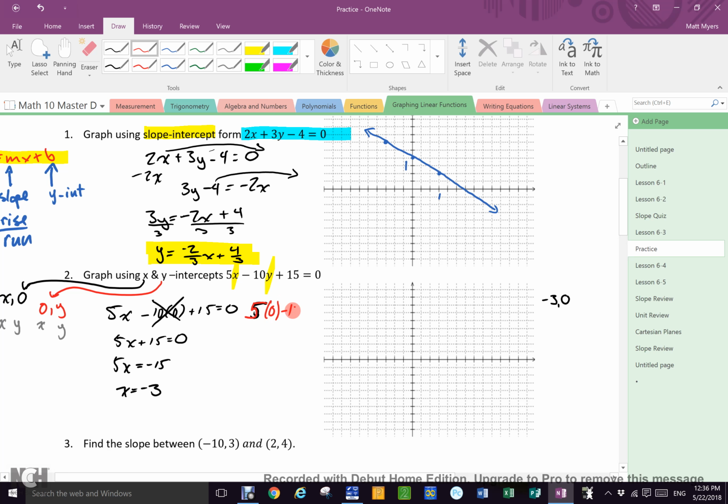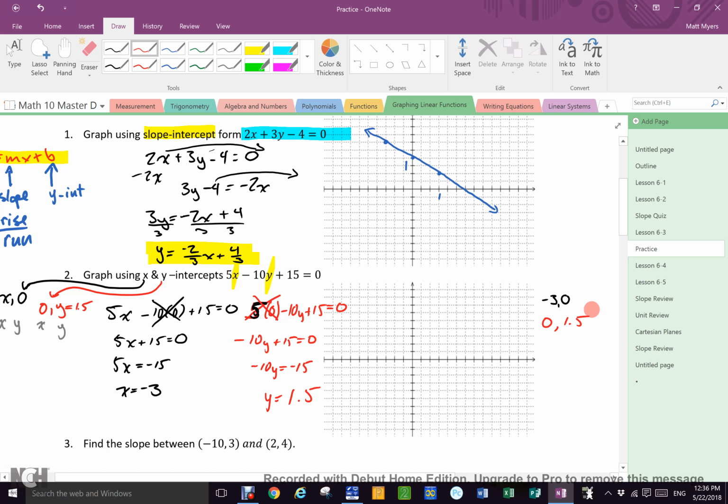5 times 0 minus 10y plus 15 equals 0. That drops out. Negative 10y plus 15 equals 0. Negative 10y equals negative 15. Y equals 1.5. There is a y and an equal sign. Is there an unknown y on the page? Yes. 1.5. So now I also have a point at 0, 1.5.